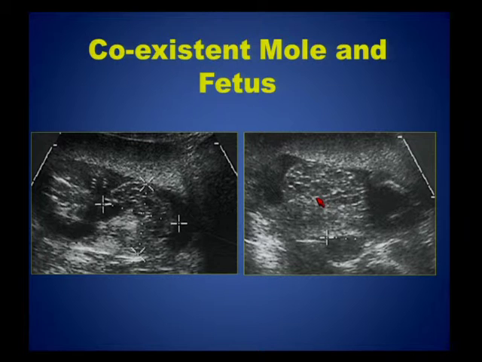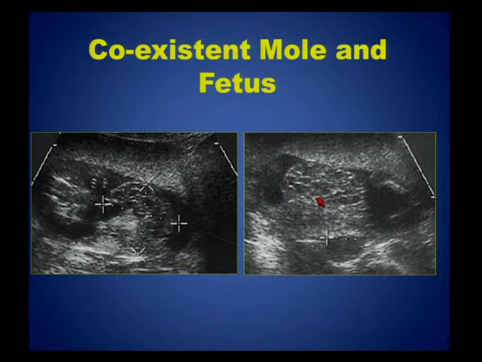I'd just like to touch briefly on a coexistent mole and fetus, which I've seen one case of. This was a woman who came to our emergency room about 3 months after delivering a healthy baby. She was having some hemoptysis, and they did a chest x-ray, and she had pulmonary metastases that turned out to have come from a choriocarcinoma.